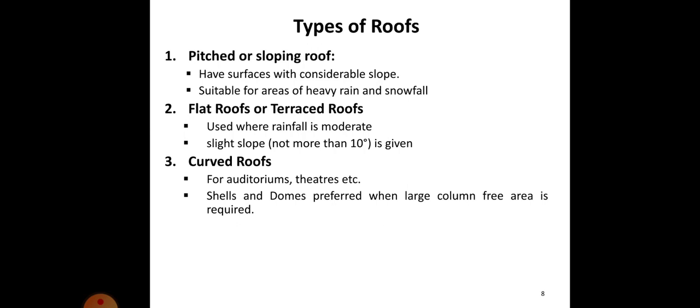A flat roof or terrace roof is a roof which has a nearly flat surface, and we provide a slope of not more than 10 degrees in the case of a flat roof, mainly to drain out the excess water. Curved roofs are used mainly for auditoriums, theaters, etc. Now we'll see each of these in detail.